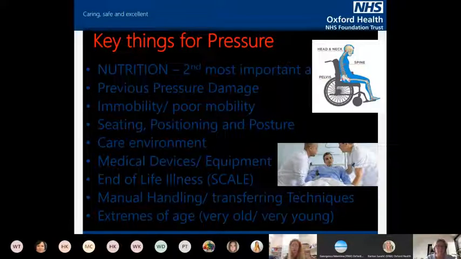Manual handling, transferring techniques. If you know that people need help with that, you know that you're going to have potential risks for pressure. And extremes of age, really. Very old skin, as we've said, over the age of 65 puts you at more of a risk of having a wound and it not healing well. But also very young skin. Very young skin is not as strong as mature skin.